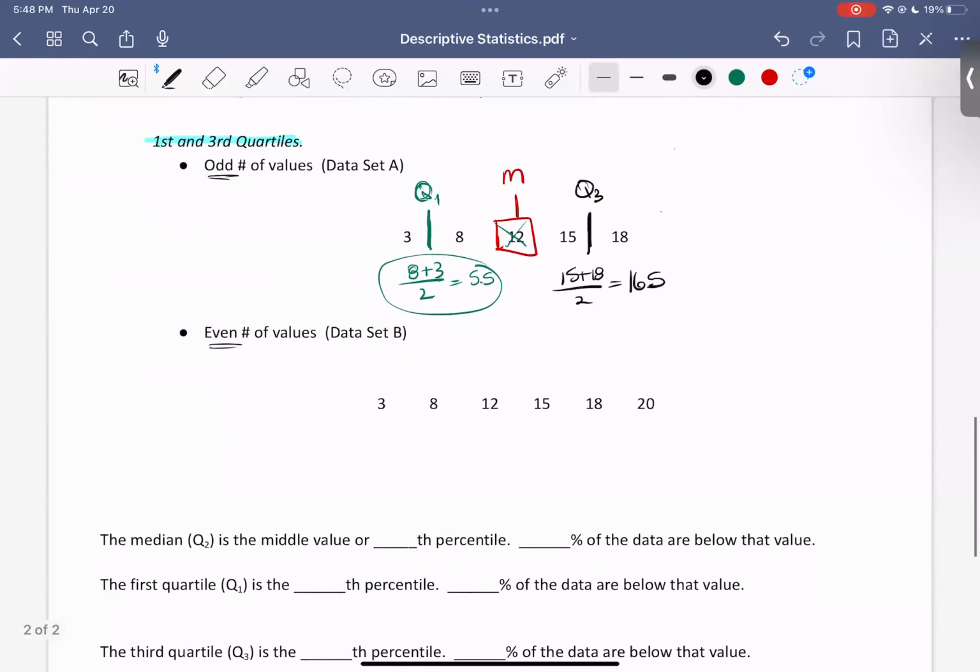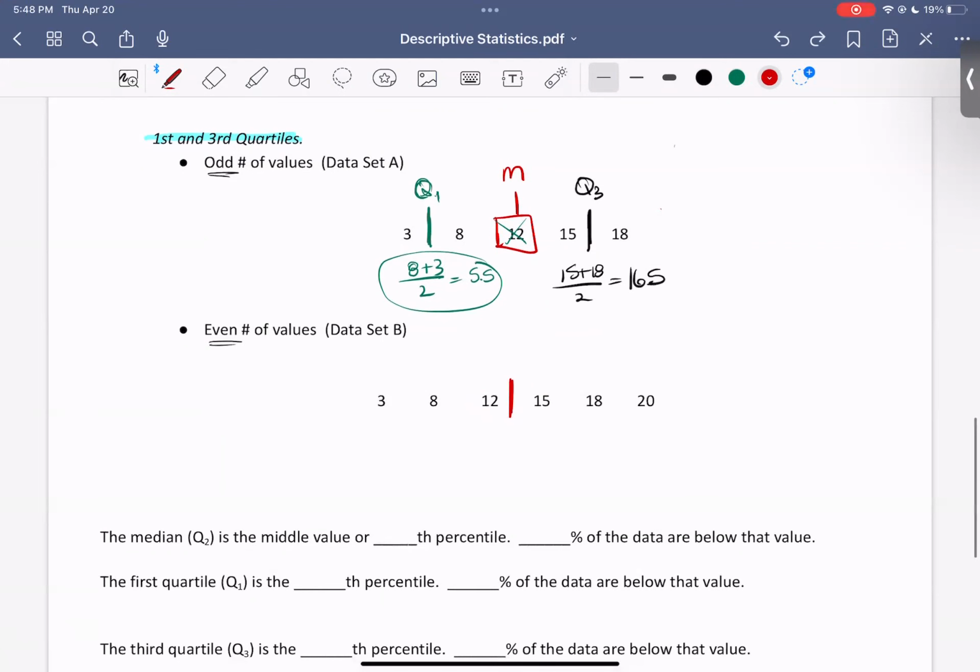Now the process is a little different when we have an even set of data. So we saw in our previous videos that the median for a data set with an even number of terms is going to be the average between the middle two values. So for us, that would be the average of 12 and 15, which is 13.5.